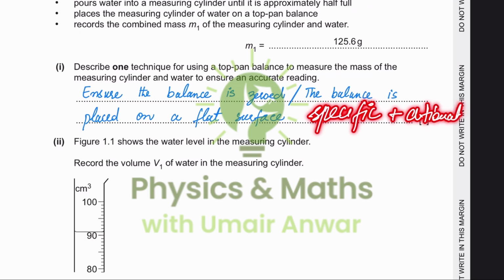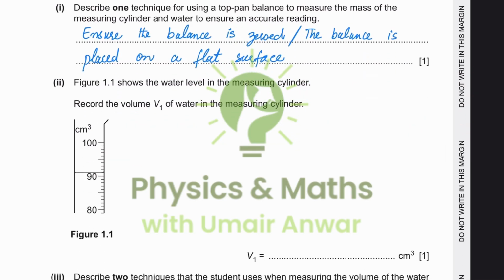It should be something doable. So we have to be specific, and we have to write an actionable item to answer such type of a part. Any one of the actionable and specific things will earn us 1 mark in this part. Now the second part says figure 1.1 shows the water level in the measuring cylinder.